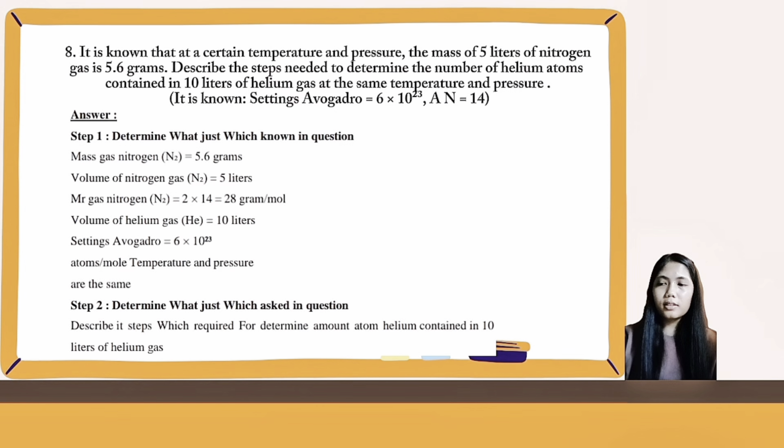Step 2. Determine what gas is asked in the question. Describe each step required to determine the number of helium atoms contained in 10 liters of helium gas.